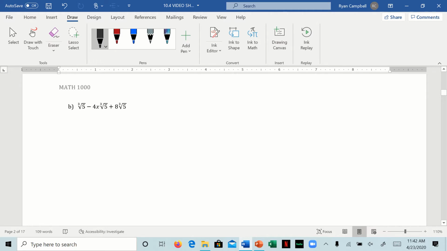Next, we have cube root of 5 minus 4x cube root of 5 plus 8 cube root of 5. So we can just add all the coefficients. The coefficient of the first one is 1, right? So this is the same as 1 minus 4x plus 8, times the cube root of 5.